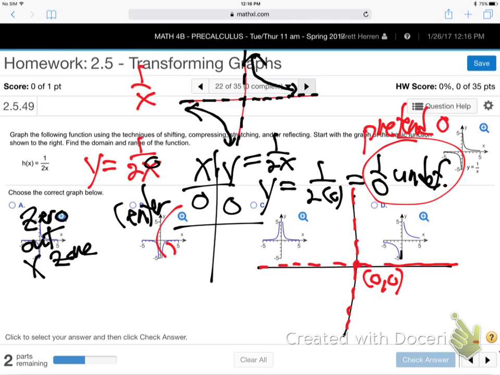All right, and then do what we normally do, add 1, plug in 1. What do you get? 1 over 2 times 1, 1/2. Why is it 1/2?